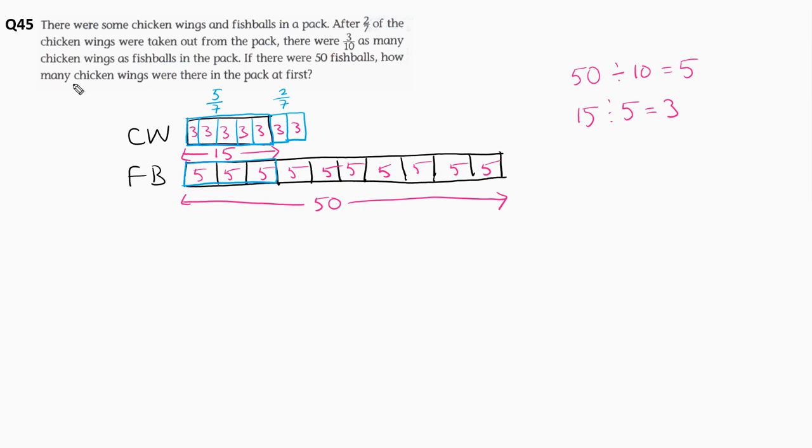And what are we asked? We are asked how many chicken wings. So that's going to be this whole amount here. How many chicken wings were there at first? All right, so that's 1, 2, 3, 4, 5, 6, 7 times 3, which gives us 21. All right, that's our final answer.